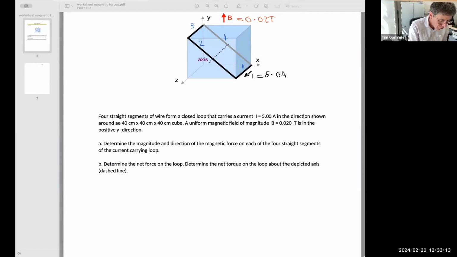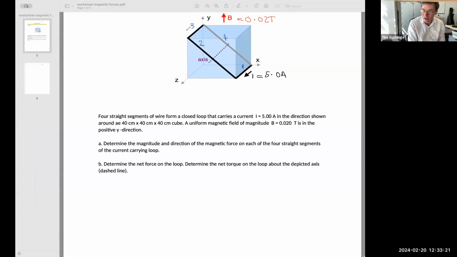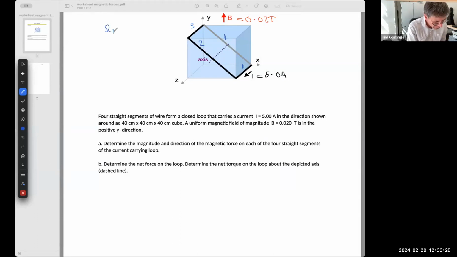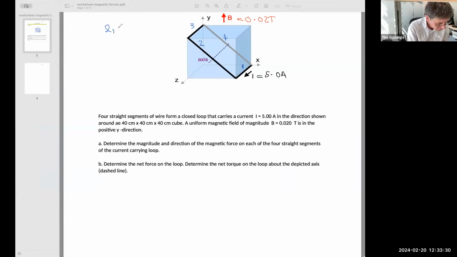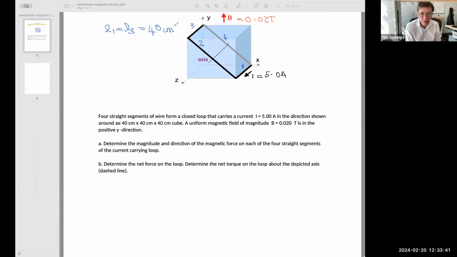Now, side 1 is just one of the sides of the cube. And actually side 3 is just one of the sides of the cube. And all the sides of the cube were 40 centimeters long. So L1, the length of side 1, is going to be the same as L3, the length of side 3. And they're just the same as the length of the sides of the cube, 40 centimeters.